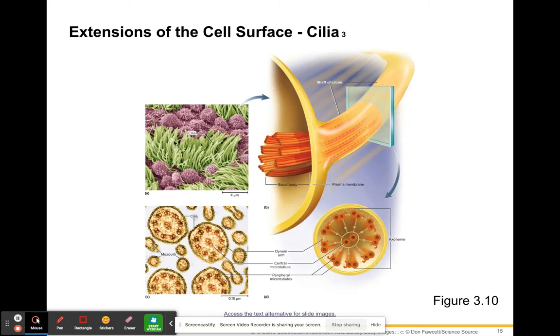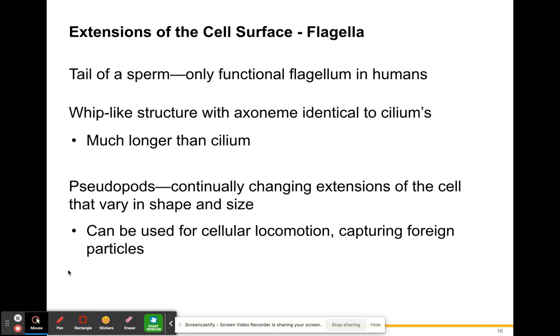Here are some more pictures of cilia. Cilia coming off the ends here. They're very, very tiny. But the idea of these is also to increase surface area. We want to increase the surface area of the cell as well. But it can also help to move. It can help to do lots of different things.